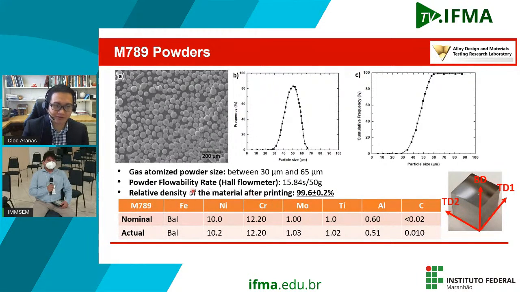It's also important to measure the powder flowability. In this case, we measured it at 15.84 seconds per 50 grams.